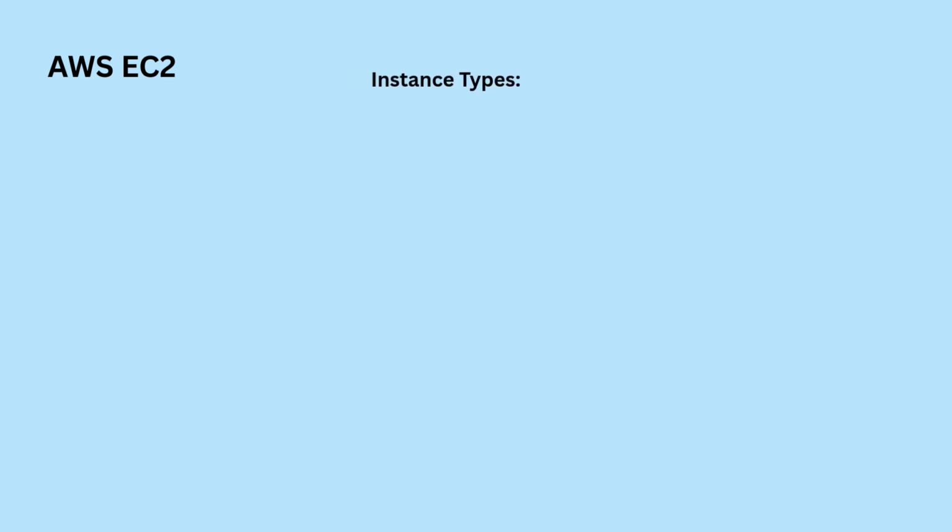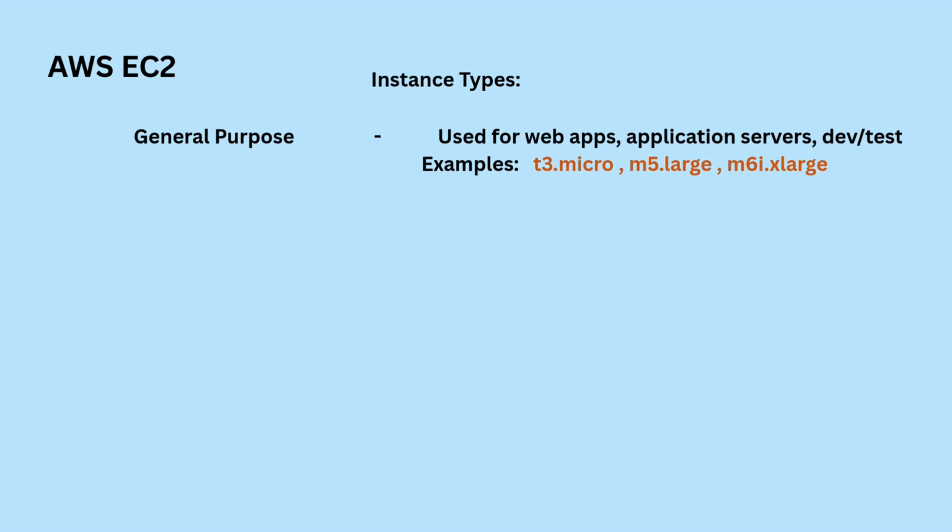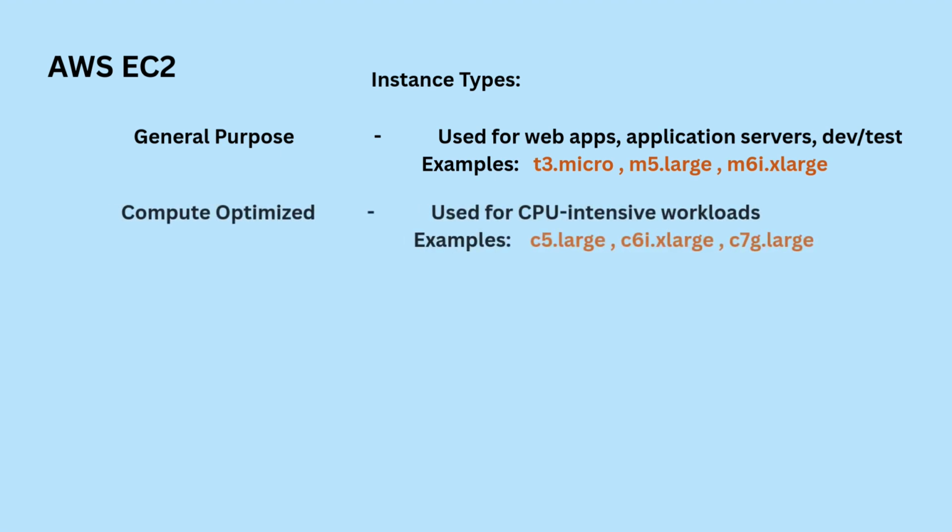And these instances are categorized into 5 categories based on how much CPUs, RAM, and storage they have. First is general purpose instances. These provide a balance of compute, memory and networking resources. And these are good for applications that use resources in equal proportions, like web servers or code repositories and testing and development environments.